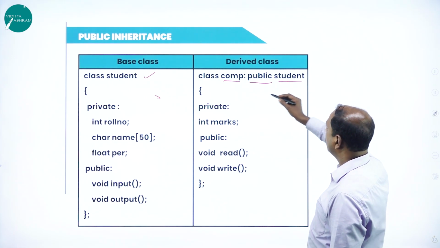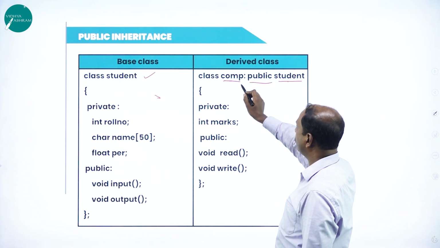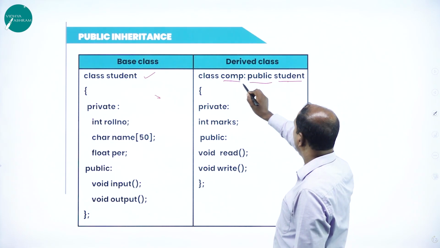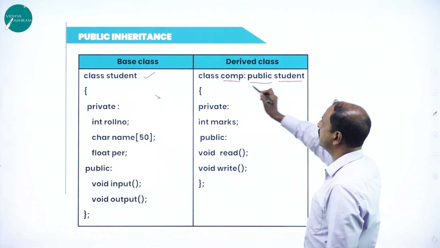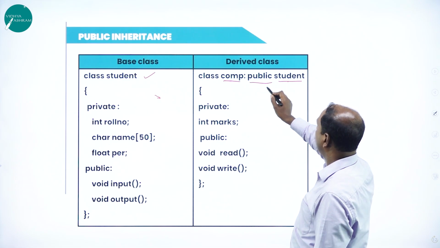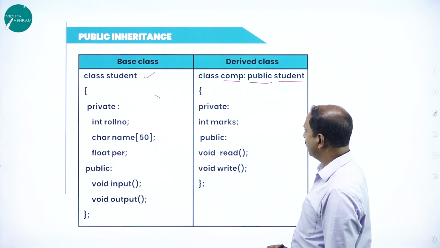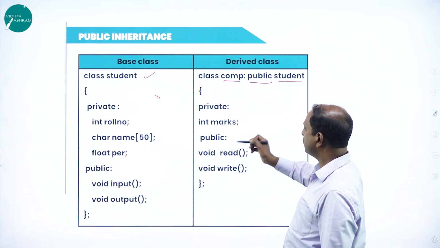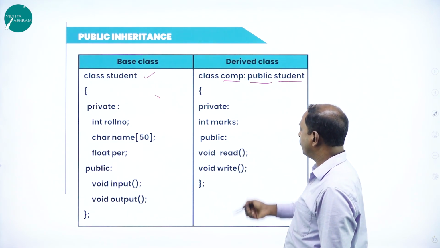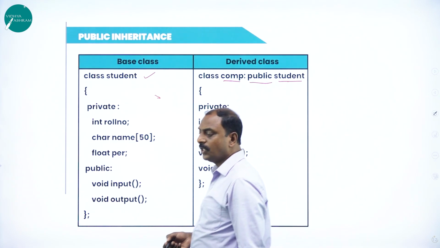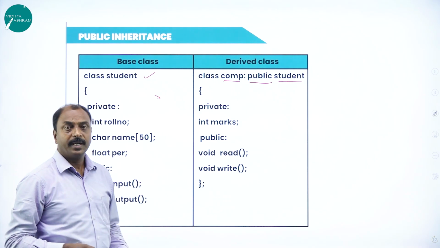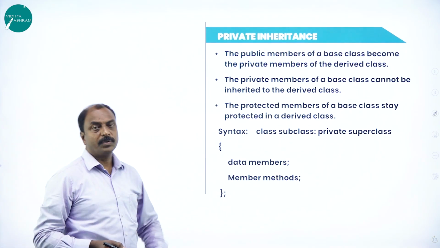COMP is the name of the class. It inherits properties from the base class, that is student, and the visibility mode is public. It has private data members as well as public member functions. We are closing the class. So this is public inheritance. Now let us move on to the next slide.